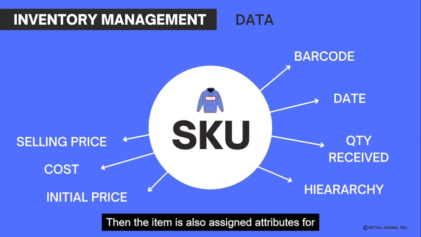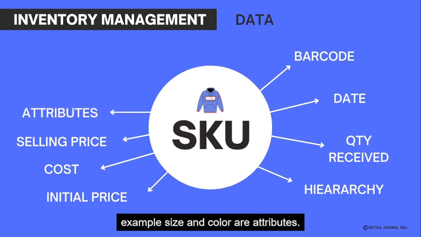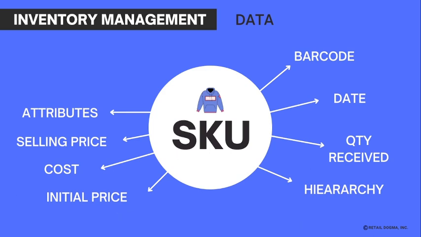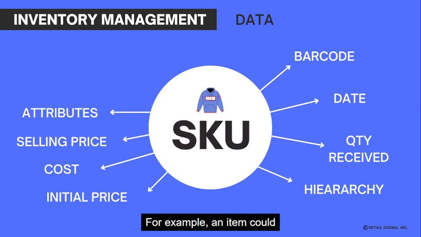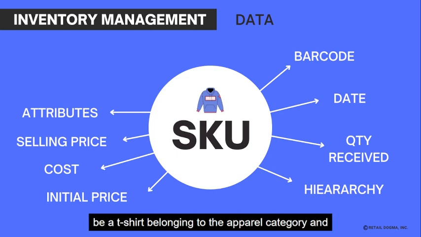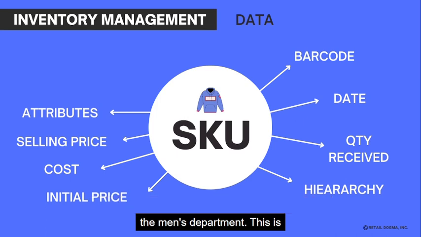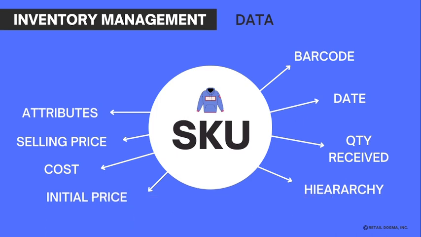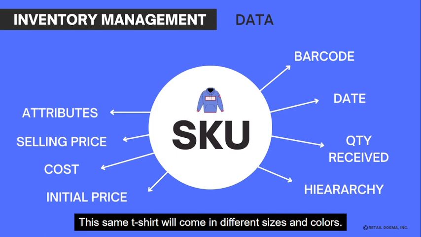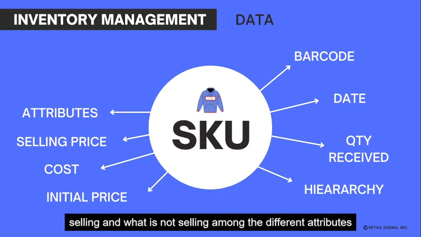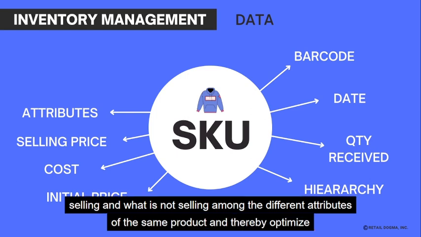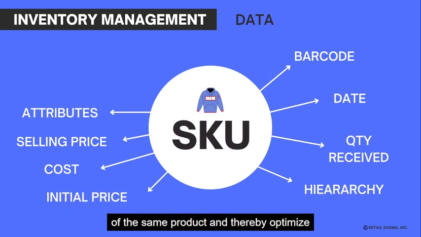Then the item is also assigned attributes. For example, size and color are attributes. These are different from the merchandise categorization. For example, an item could be a t-shirt belonging to the apparel category and the men's department. This is categorization. This same t-shirt will come in different sizes and colors. These are attributes. Attributes help us analyze and identify what is selling and what is not selling among the different attributes of the same product, and thereby optimize our future planning decisions.